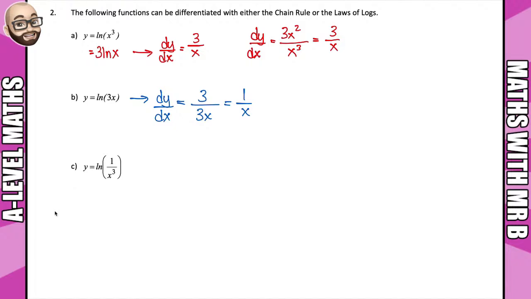And then for the last one, again we could do this a few different ways. We could write this first of all, if we wanted to, as ln of x to the minus 3, and bring that minus 3 down to the front and go from there.